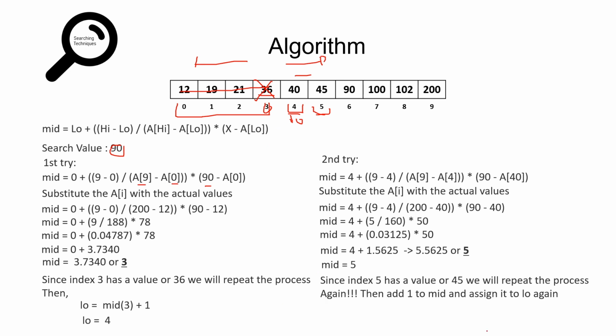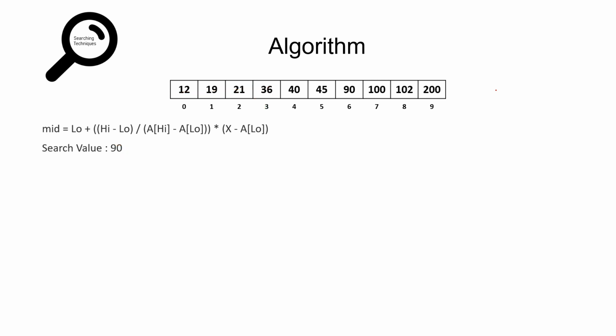And then, we will add 1 to our mid and assign it to our low. So, let's repeat the process. Try again. So, what happens now is 5 plus 1. So, therefore, our low is 6. Okay? This is now our low position. It's 6. Our low becomes 6. So, third try. Let's do this.